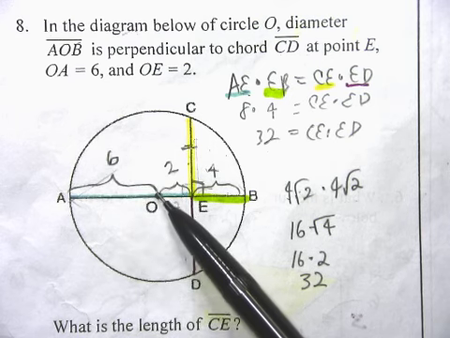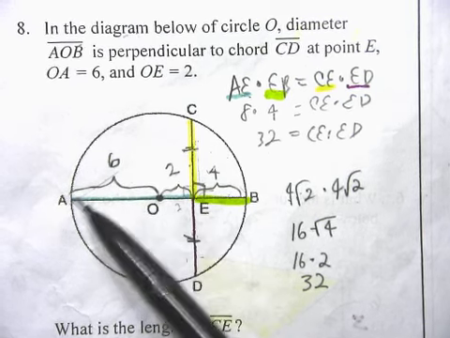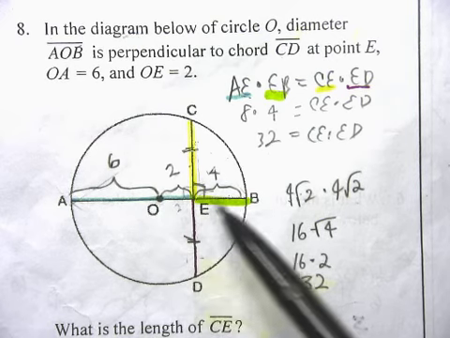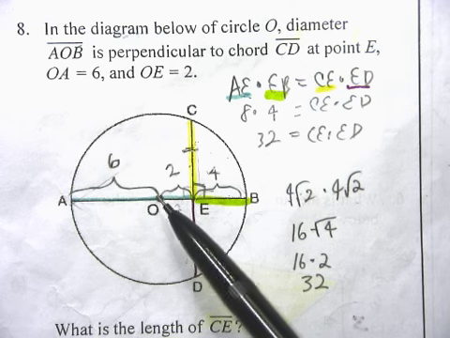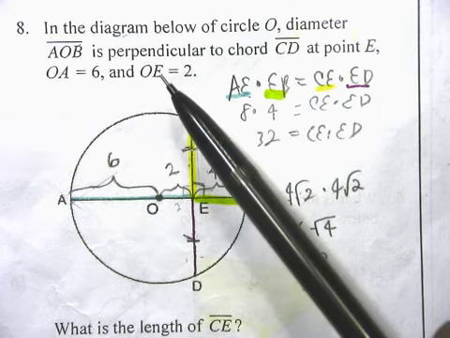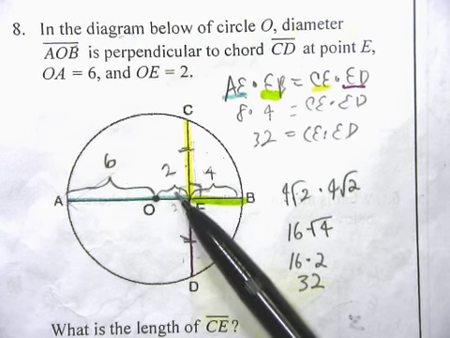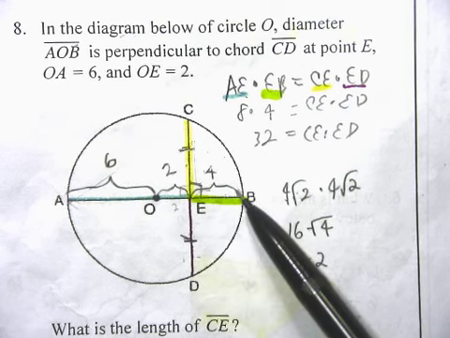Okay, next, they tell me that OA is 6. And by the way, OA is a radius, right? The distance from the center to the edge of the circumference, that's 6. Which means that this radius from O to B is also going to be 6. So I know that they tell me this is 6.